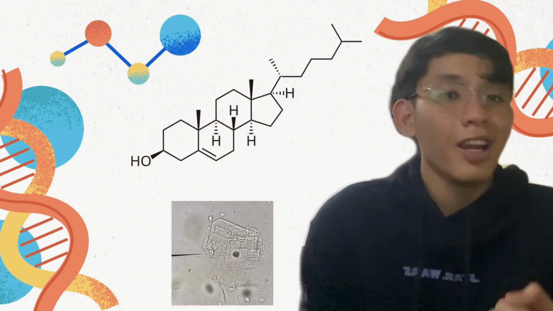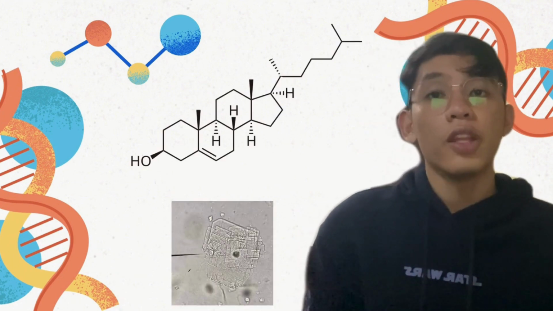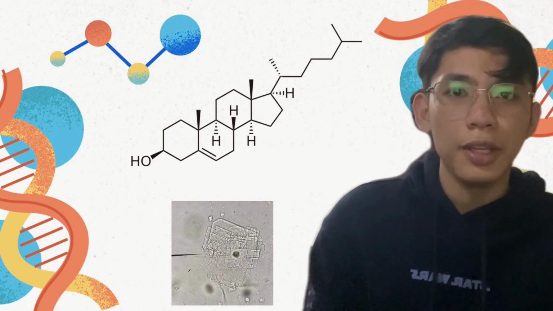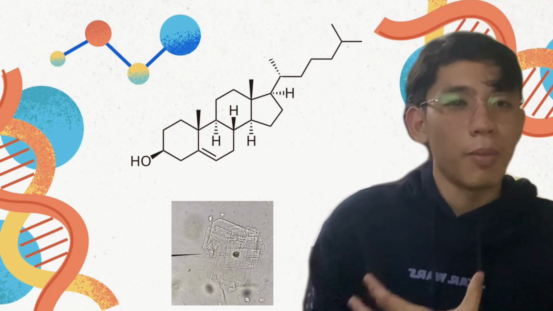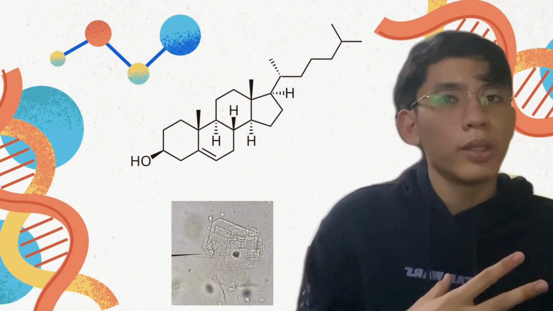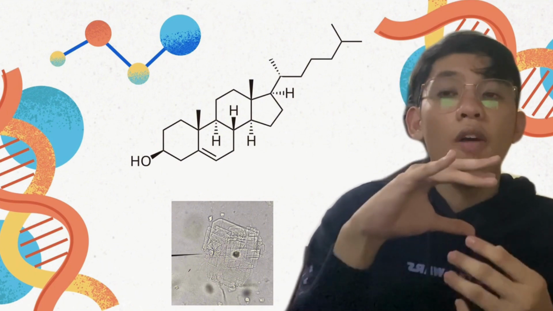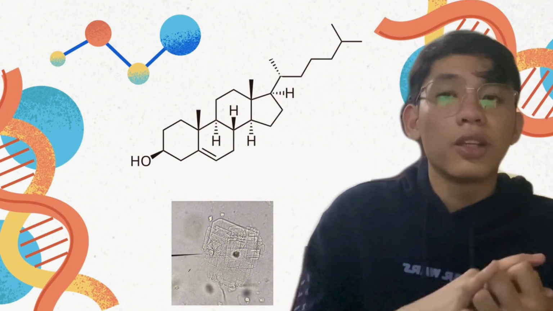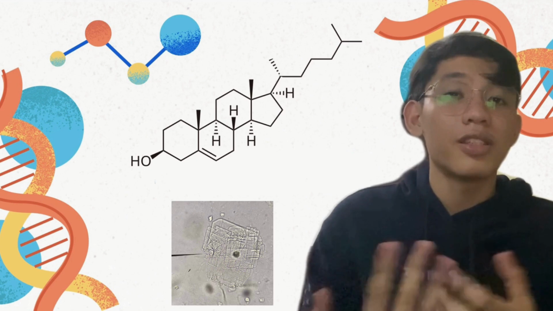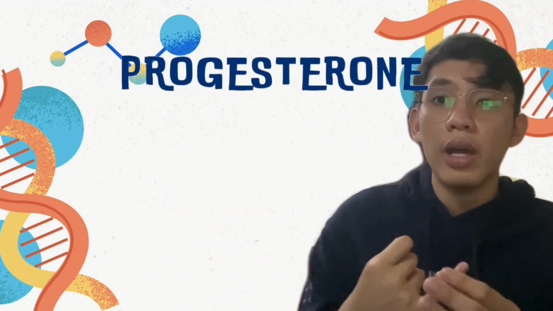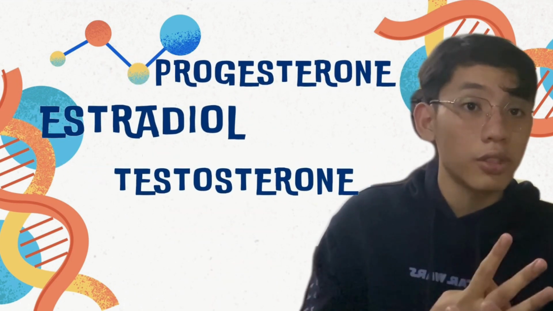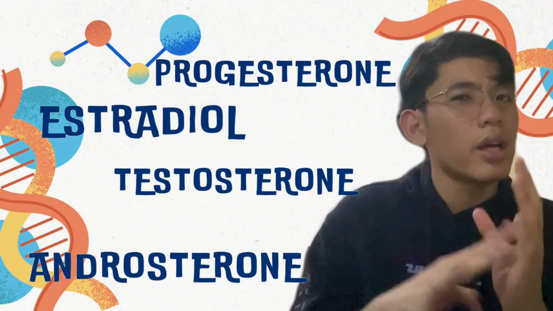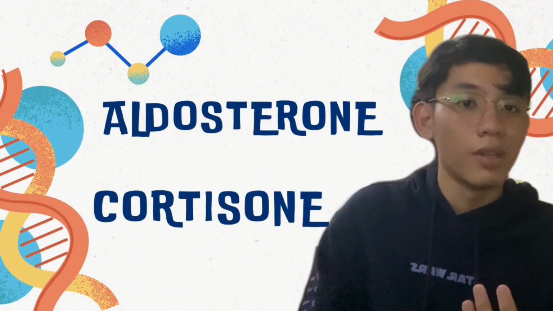Now, let's focus on our friend cholesterol. Cholesterol is the most abundant steroid in our body and plays a crucial role in cell membranes. It is also the starting material for biosynthesis of other steroids. This includes a wide range of substances such as sex hormones, progesterone, estradiol, testosterone, and aldosterone, as well as adrenal cortical hormones like aldosterone and cortisone.